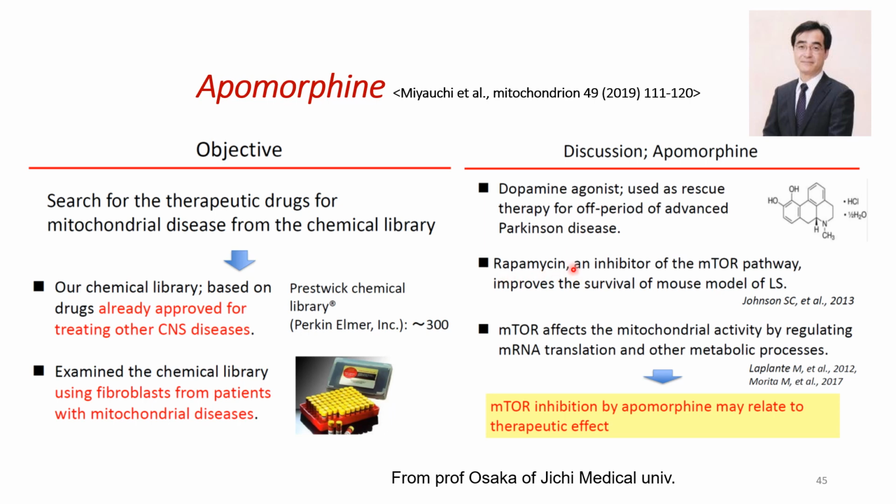Rapamycin, an inhibitor of the mTOR pathway, improves the survival of a mouse model of Leigh syndrome. mTOR affects mitochondrial activity by regulating mRNA translation and other metabolic processes. mTOR inhibition by apomorphine may be related to the therapeutic effect.